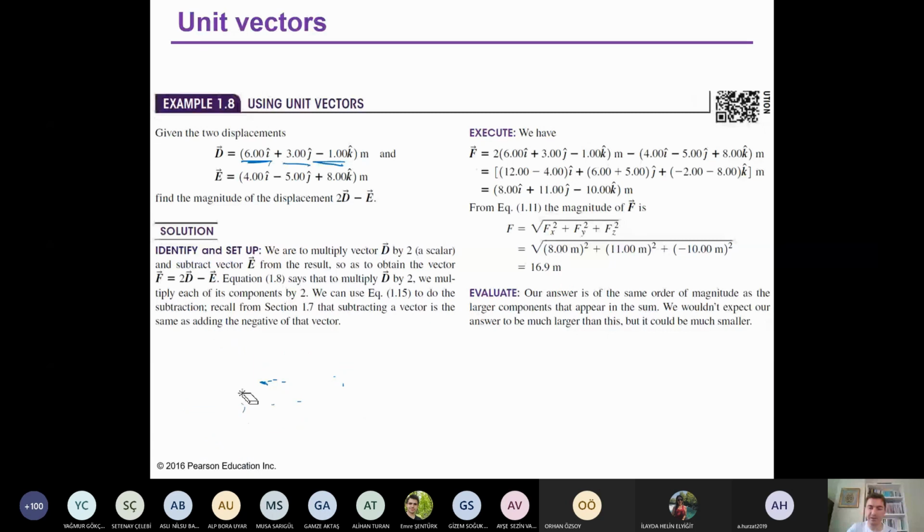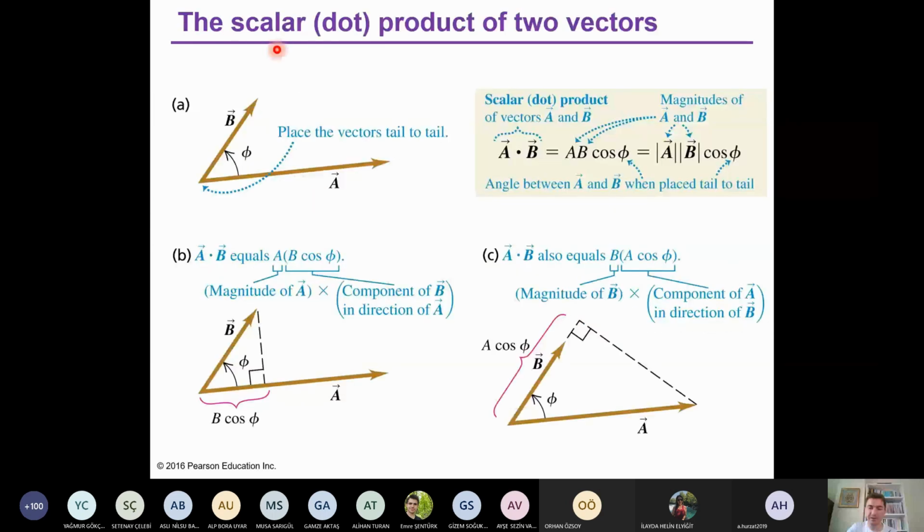So now let's continue with the scalar product of two vectors. The name is scalar product or dot product. You see there's a dot, okay? Dot product or scalar product. So here we have two vectors, A vector and B vector. Just place these two vectors tail to tail, tail of A, tail of B, and there's a phi angle in between. So if you would like to get A dot B, you will get this result. So now A dot B equals A times B cosine phi.